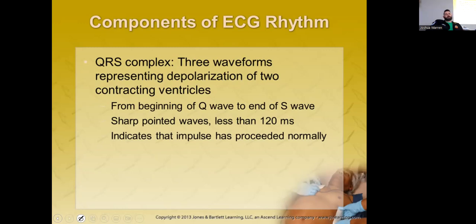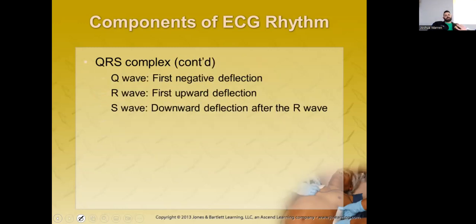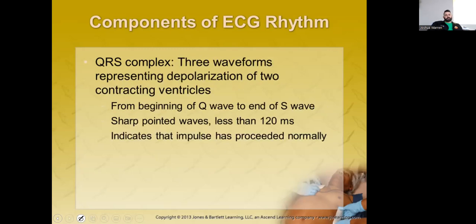So the Q wave is who? The first negative deflection. Needs more time? Yes, sir. The R wave is the first upward deflection. And the S wave is the downward deflection. It all comes together to make that spiky triangle thing. QRS.